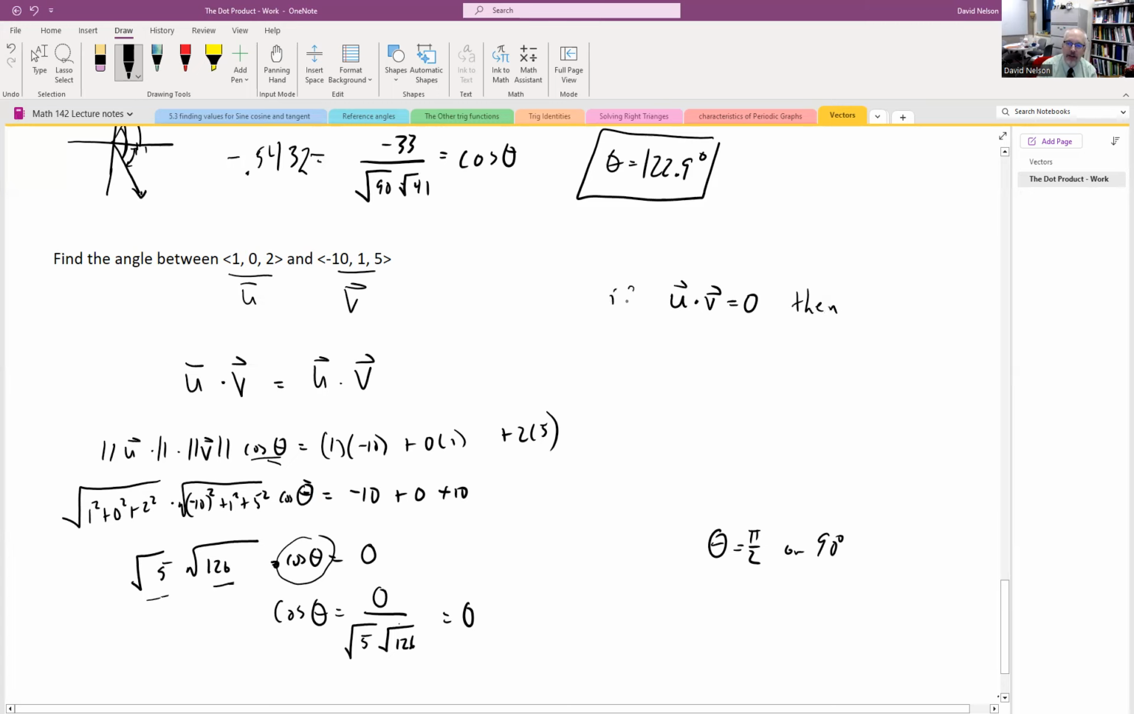So if u dotted with v is equal to 0, then u and v are what we call orthogonal. When we talk about fancy sort of things, orthogonal is a fancy way to say perpendicular.